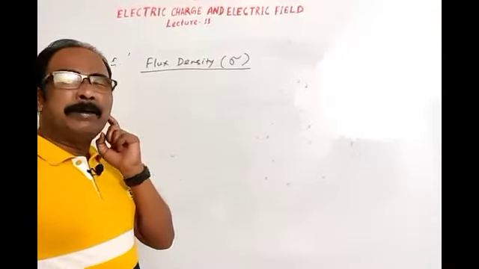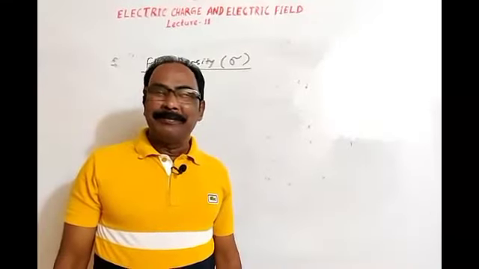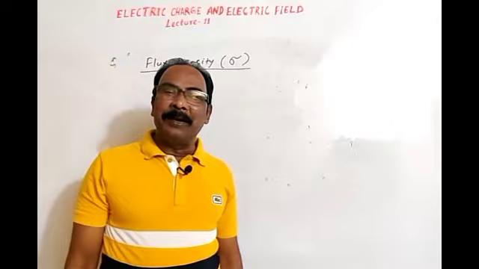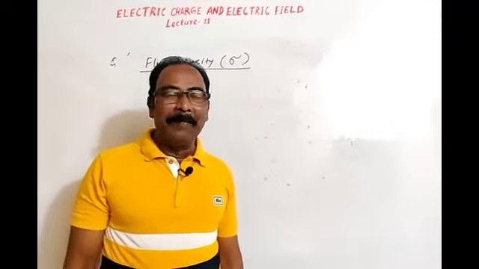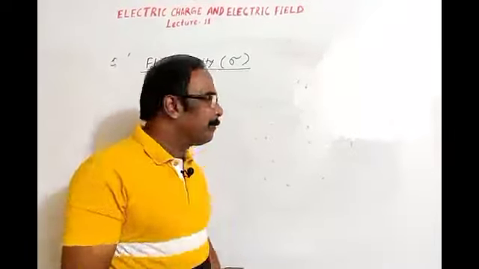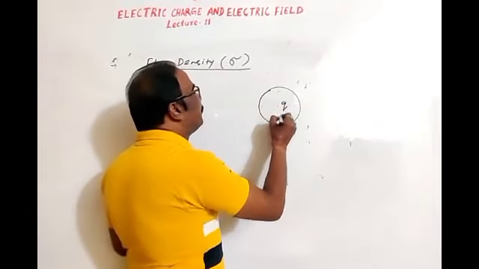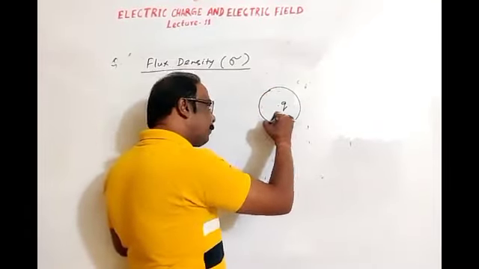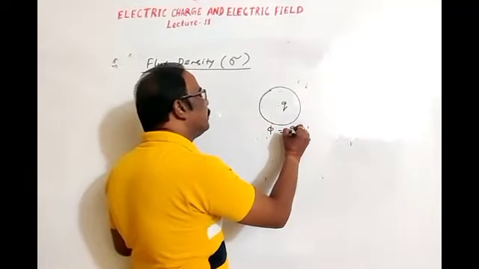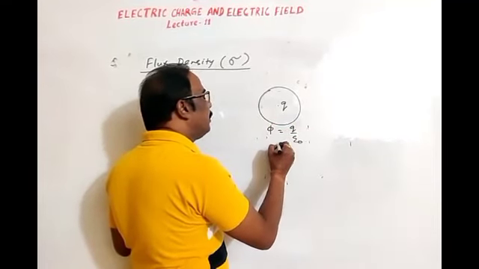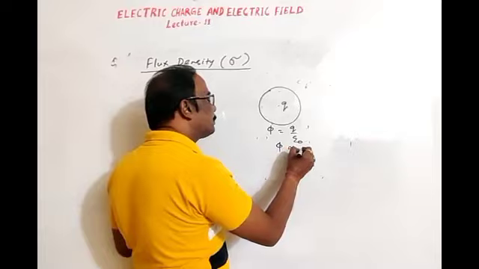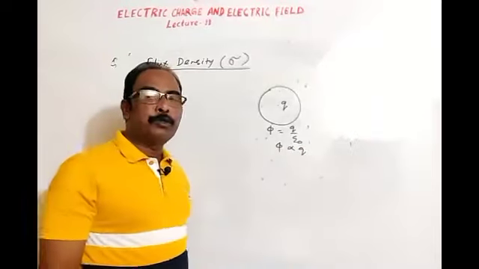If charge is given to a body, then charge is distributed on the surface of the body. Okay, now we got a relation. If a sphere contains a charge q, then the total flux from the surface of the sphere is q divided by epsilon naught. So total flux is directly proportional to charge.